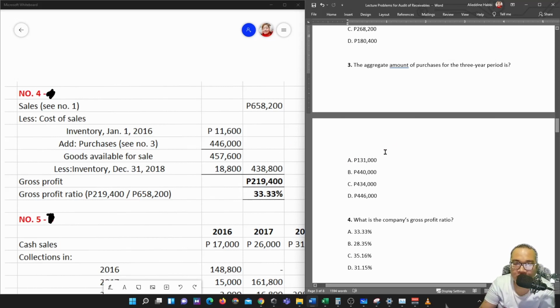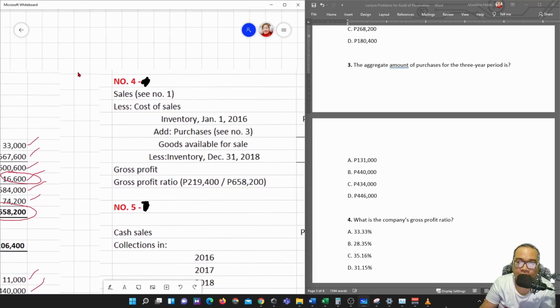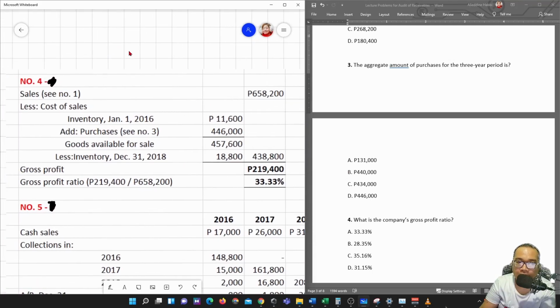Magkano ang sales mo? Sa number 1, binigay. 658,200. Binigay yung sales. Okay, meron ka ng sales. Ngayon, anong computation ng gross profit? Net sales minus the cost of inventory, cost of sales, or cost of goods sold. Yun, gross profit ka meron.